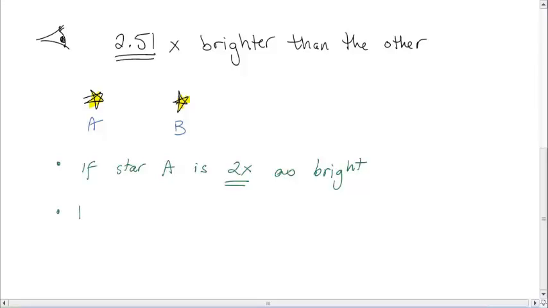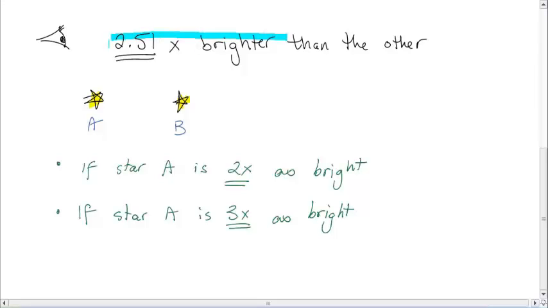However, if star A is 3 times as bright, then yes, our eyes will be able to tell that star A is brighter than star B. And the reason for that is that the threshold means sort of the minimum number for something to happen. The threshold is 2.51. So our eyes can tell a difference in brightness between two stars once one star is 2.51 times brighter than the other.